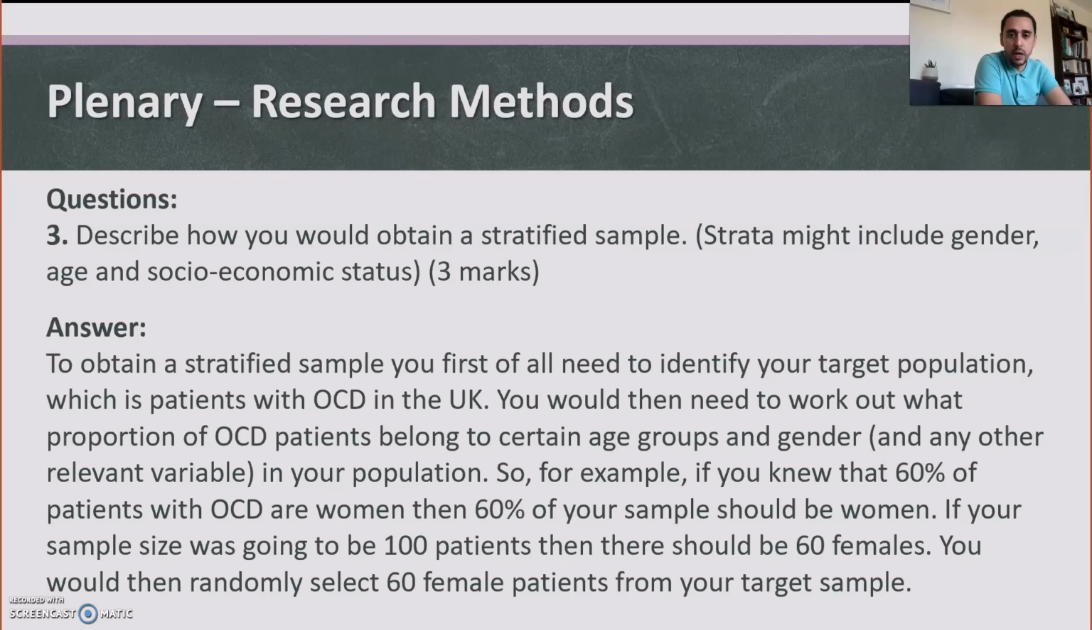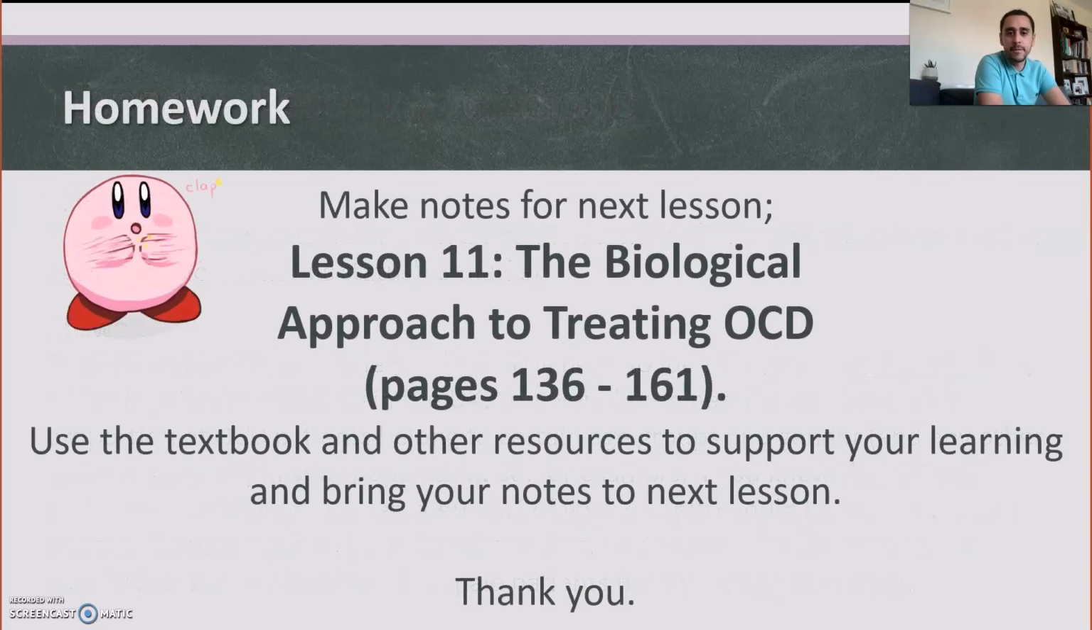So, for example, if you knew that 60% of patients with OCD are women, then 60% of your sample should be women. If your sample size was going to be 100, then there should be 60 females. You would then randomly select 60 female patients from your target sample. Okay? And this can be done with gender, it can be done with age, it could be done with race, it could be done with socioeconomic background.